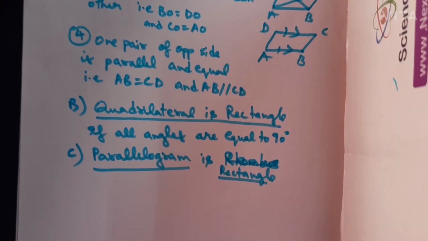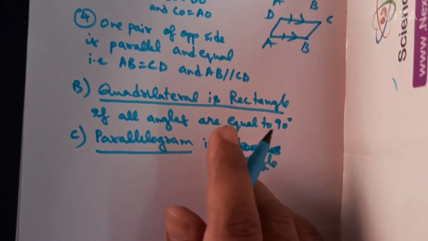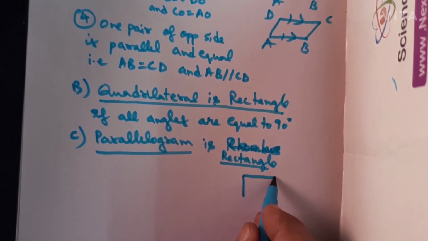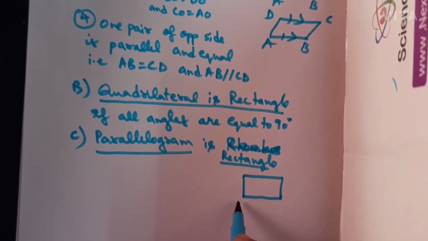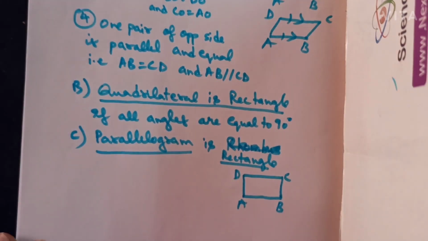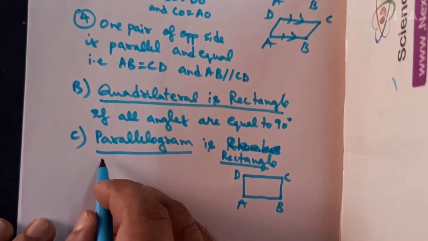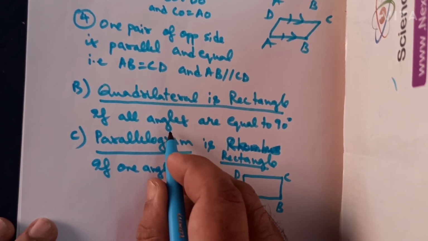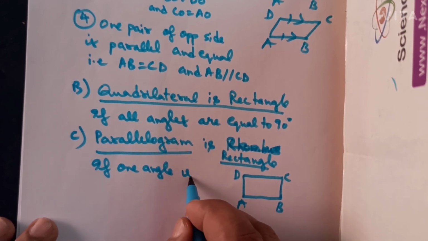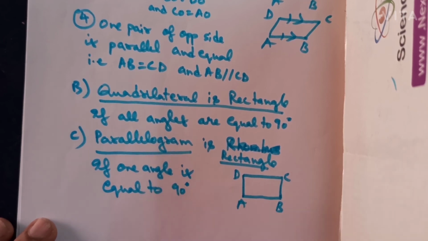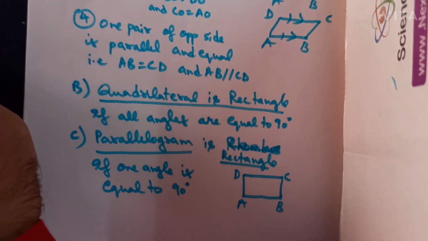But if we want to prove that a given parallelogram is a rectangle, it is given that ABCD is a parallelogram and we need to prove that it is a rectangle. Then only if one angle, not all angles, only one angle is equal to 90 degrees, then it is a rectangle. Now you must be thinking why and how.